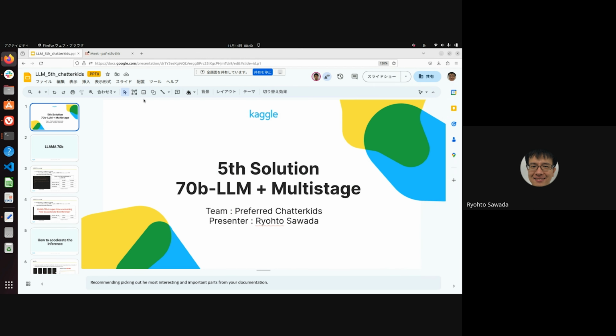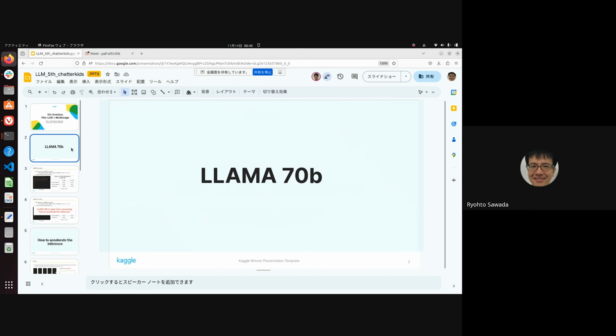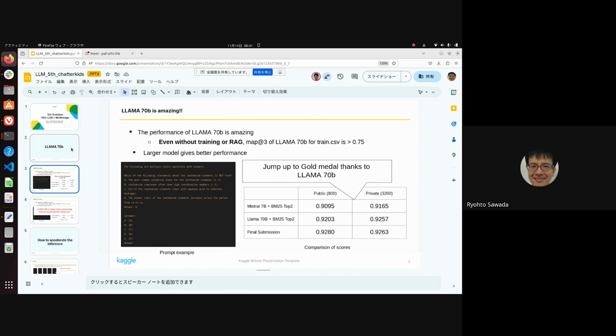So today I'll be talking about the solution titled 70 billion large language model and multi-stage. I want to start with the resulting statement. Llama 70 billion is truly extraordinary. This model can tackle over 75% of questions in train.csv without need for training or retrieval augmented generation. In essence, it possesses deep insight in a wide range of scientific fields.